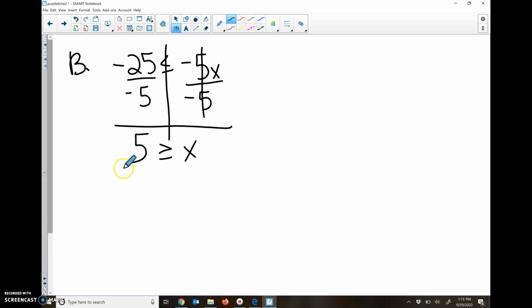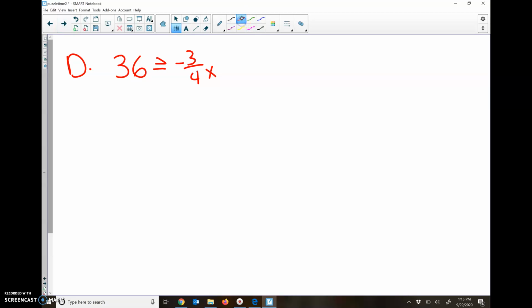Then if you're like me and the book agrees with me on this one, I want the x to be first. So I'm going to flip it. So again, the smaller part is pointing towards the x. The bigger part is pointing towards the 5. So x is less than or equal to 5.